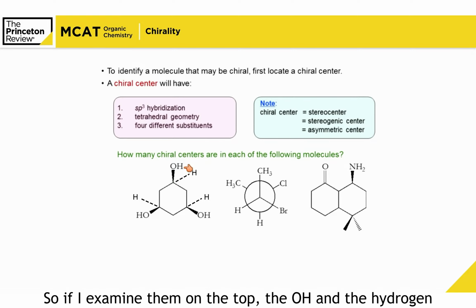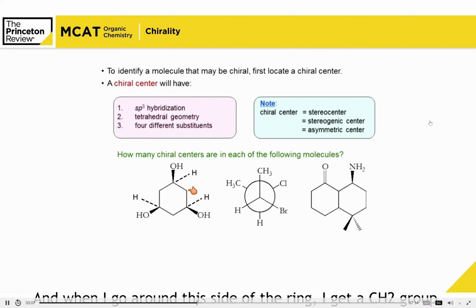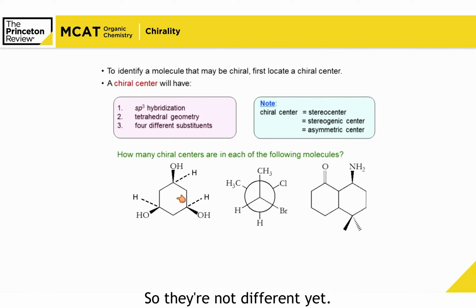If I examine them on the top, the OH and the hydrogen are different groups from each other. And when I go around this side of the ring, I get a CH2 group. And I get a CH2 group on this side of the ring, so they're not different yet. And if I go to the next carbon in the ring, these two carbons are at the opposite, and therefore are not chiral centers.